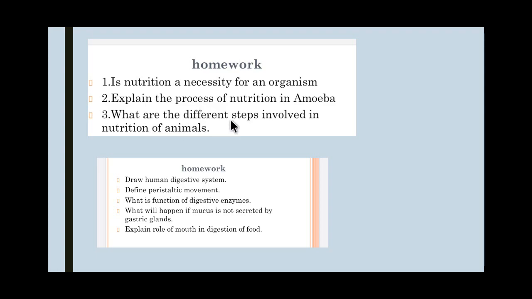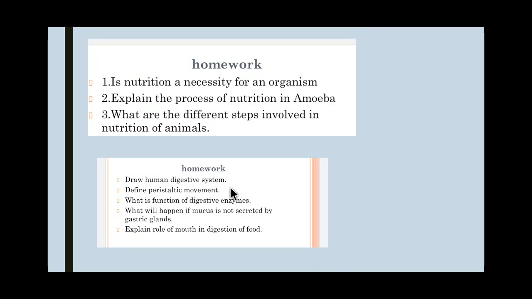Now, what are the different steps involved in nutrition of animals? Again, in this question we have already dealt with the steps of nutrition in animals, that is, animals have a holozoic mode of nutrition. So all the 5 steps you will be writing in this one. I hope it is clear, all the 5 steps and the definition of all the 5 steps. Now it is very easy.